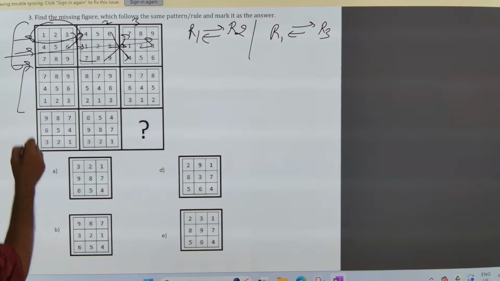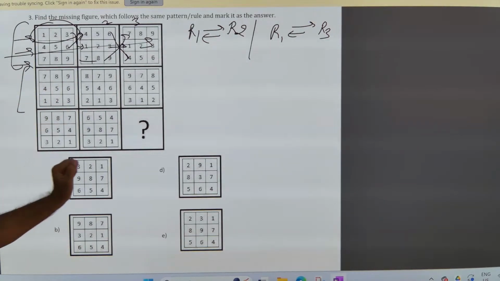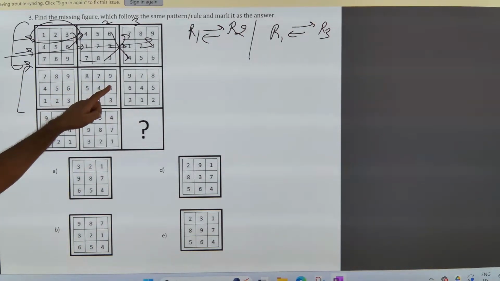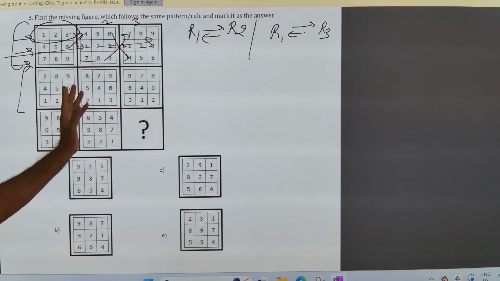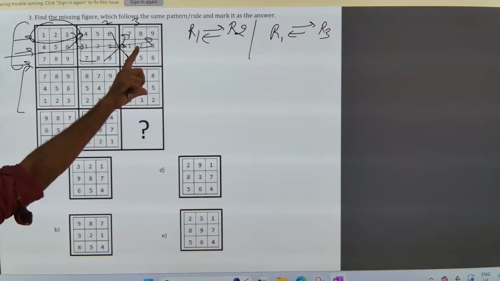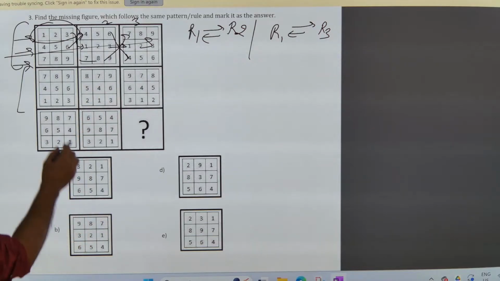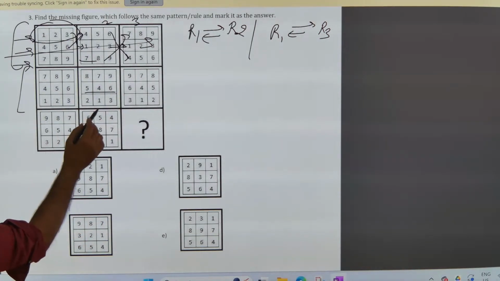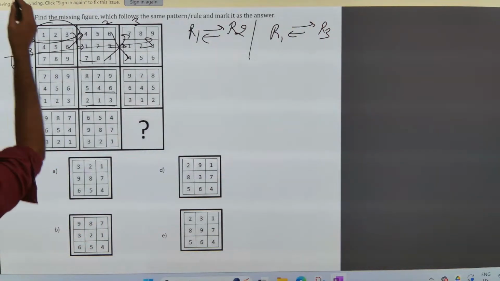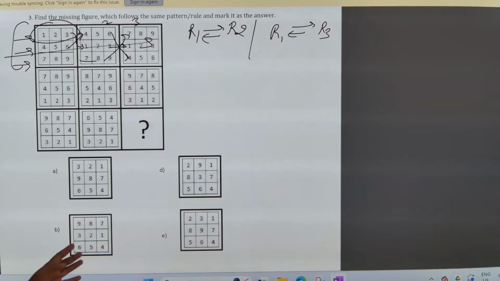Let us come to the next row. 7, 8, 9, 4, 5, 6, 1, 2, 3. Here we have 8, 7, 9. So 7, 8, 9, they have changed their positions. In the first row, the relative position of 1, 2, 3 did not change. But here 7, 8, 9 becomes 8, 7, 9. 4, 5, 6 becomes 5, 4, 6. 1, 2, 3 becomes 2, 1, 3. That means it is not working. The row is not working here.